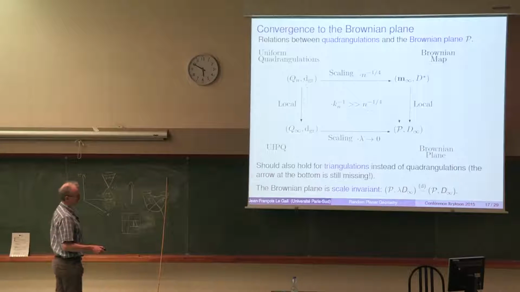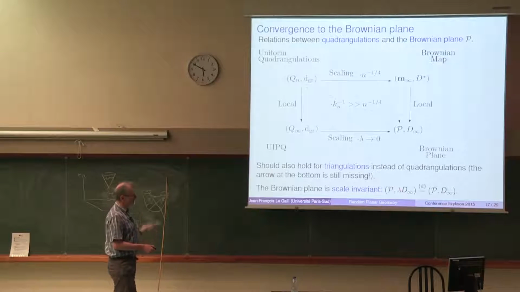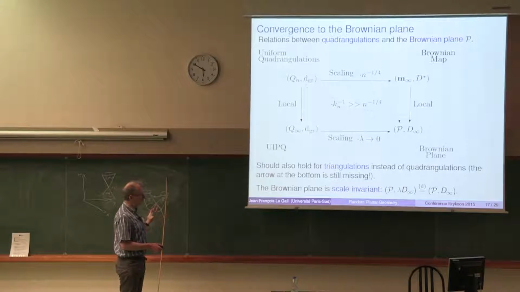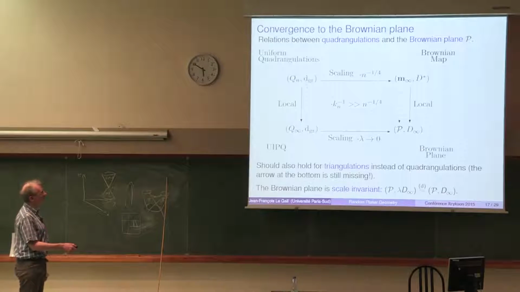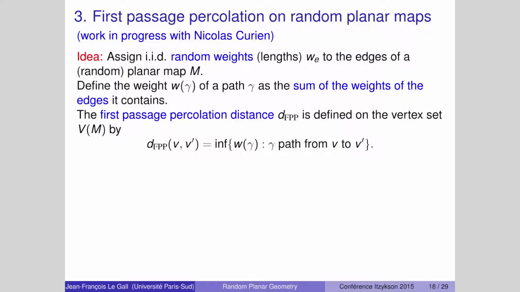Okay, so the Brownian plane has many nice properties. In particular, in contrast with the Brownian map, it has a nice scale invariance property. Just multiply the distance by any constant lambda, you get a space with the same distribution. Okay, so maybe I will not say more about the Brownian plane. The last part of my lecture, I want to discuss this more recent work with Nicolas Curien.